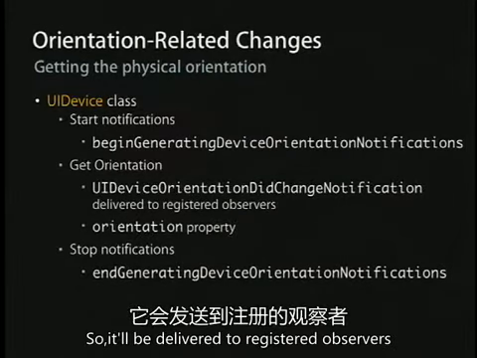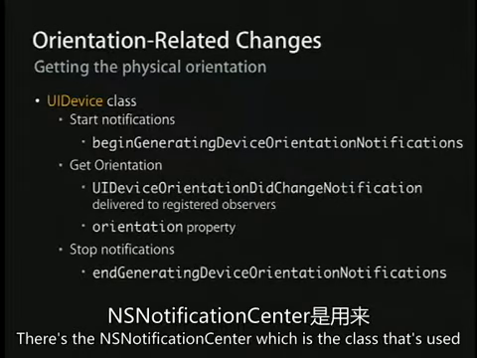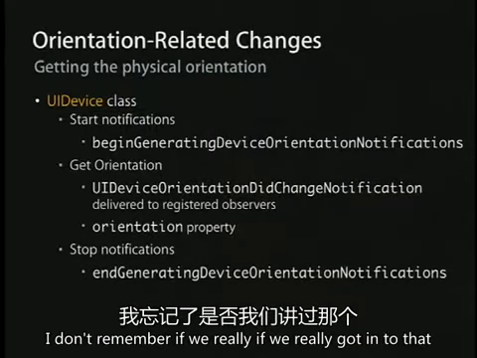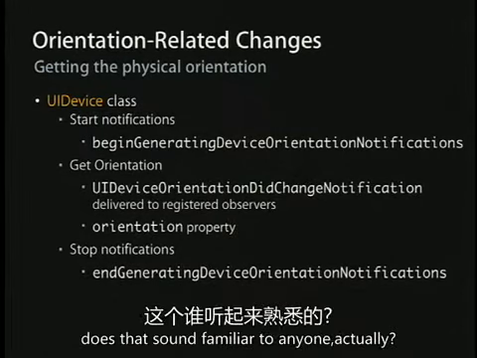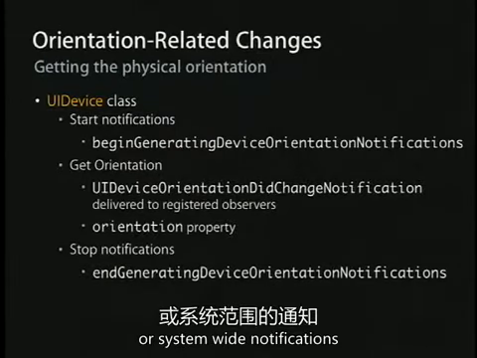So it'll be delivered to registered observers. I think we've kind of talked about this briefly. There's the NSNotificationCenter, which is the class that's used to register for notifications. I don't remember if we really got into that. So if we didn't talk about it yet, or you're not real familiar, does that sound familiar to anyone? Heard about it? No? All right. Well, there's a class called NSNotificationCenter, and you can use that to register for global app or system-wide notifications.